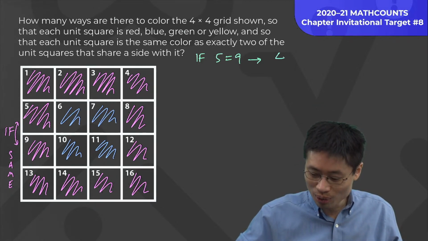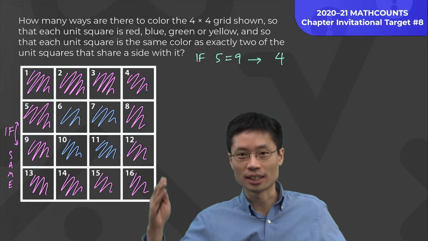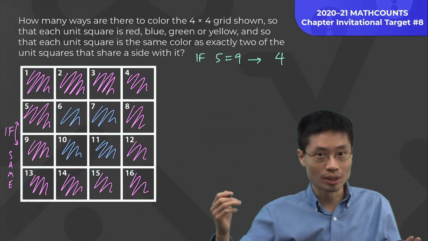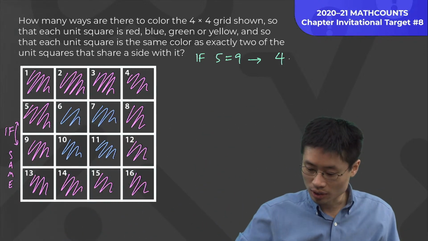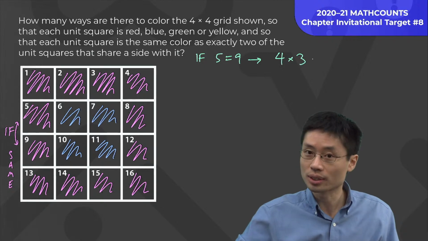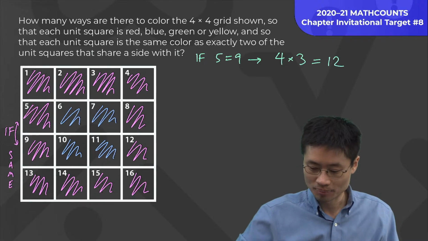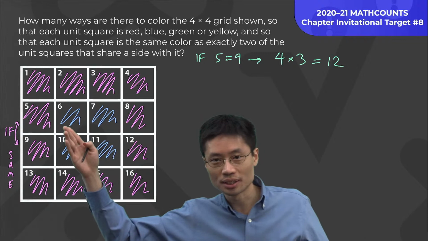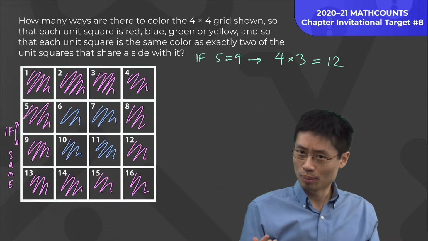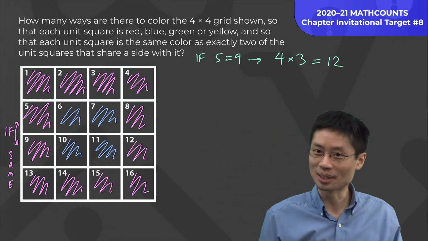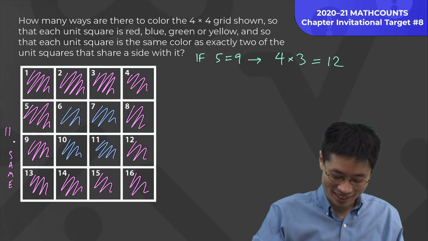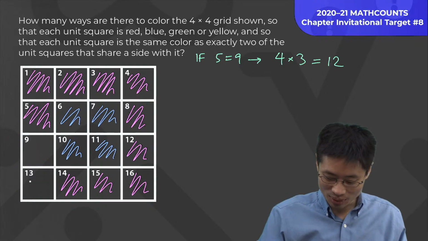Then there's 4 ways to decide which is the color that goes on the outside. Once that one's been decided, I need a different color. So there's 3 ways to decide which color goes on the inside. And there's 12 ways. So I've just dealt with the situation if 5 equals 9. But I have another possibility. 5 is not equal to 9. Well, I guess that's news. So if 5 is not equal to 9, let's redo it.